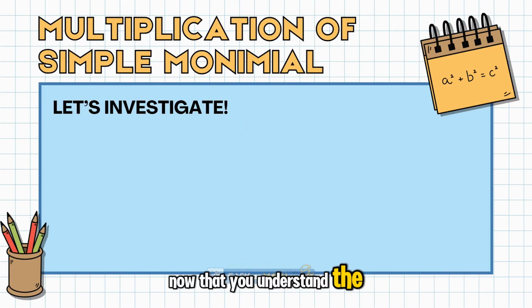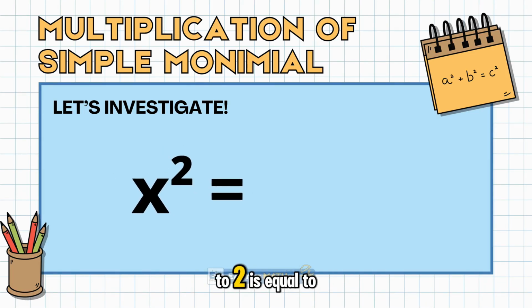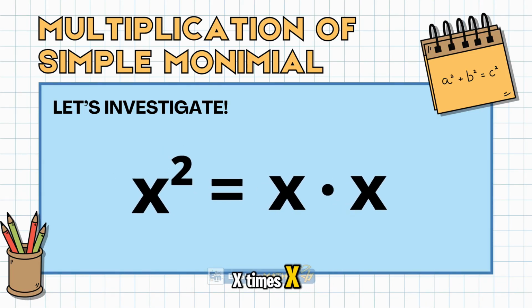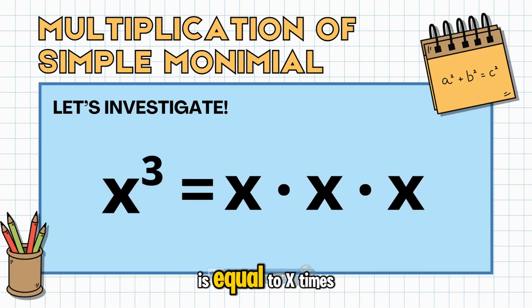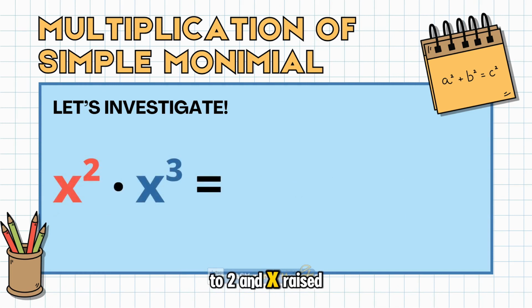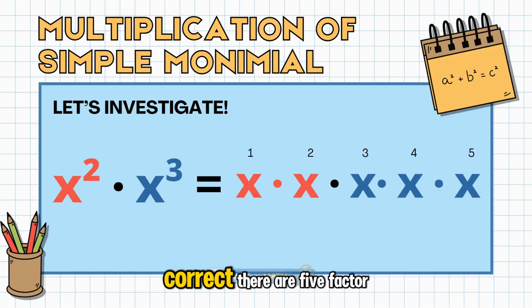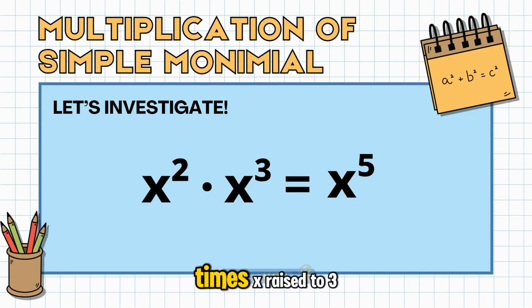Now that you understand the important terms in our lesson, let us begin. Let's start with an investigatory activity. We know that x raised to 2 is equal to x times x, and x raised to 3 is equal to x times x times x. If we multiply x raised to 2 and x raised to 3, we get x times x times x times x times x. How many factors of x do you see? Correct, there are 5 factors of x. Therefore, x raised to 2 times x raised to 3 is equal to x raised to 5.